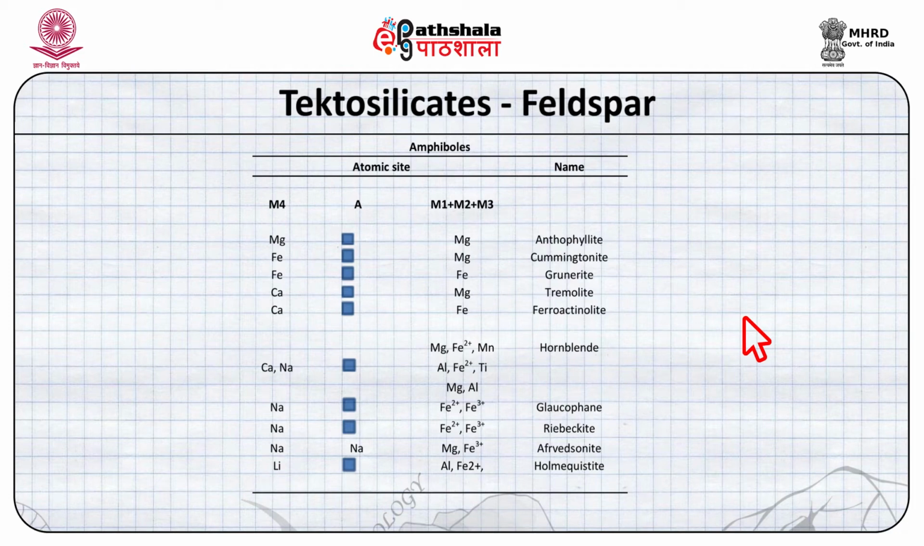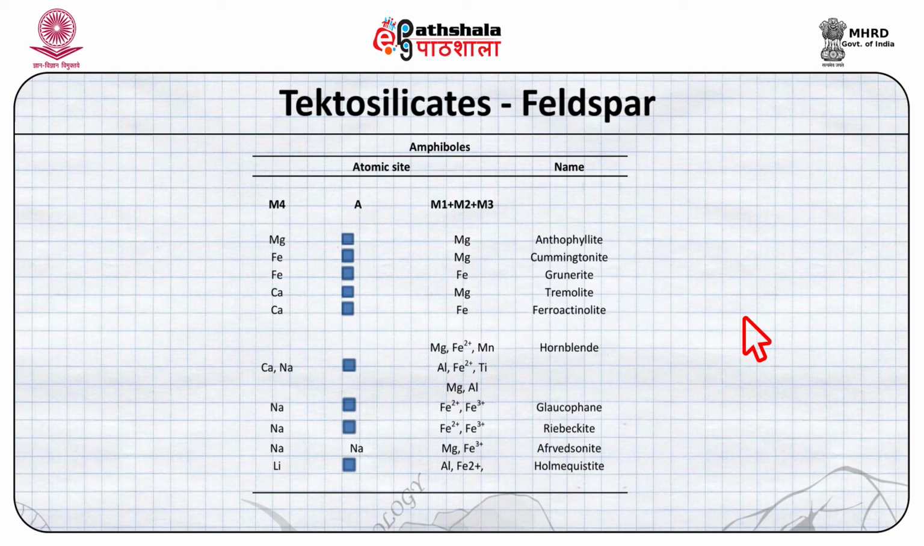Then in grunerite, both the M4 and M1, M2, M3 sites are occupied by iron. In tremolite, the M4 site is occupied by calcium and the M1, M2, M3 sites are occupied by magnesium, and the A site is vacant. And in ferroactinolite, the M4 site is occupied by calcium and the M1, M2, M3 sites are occupied by iron.